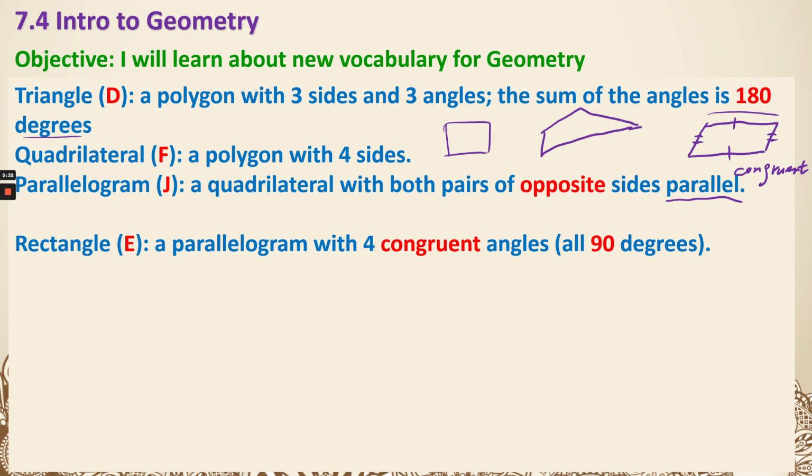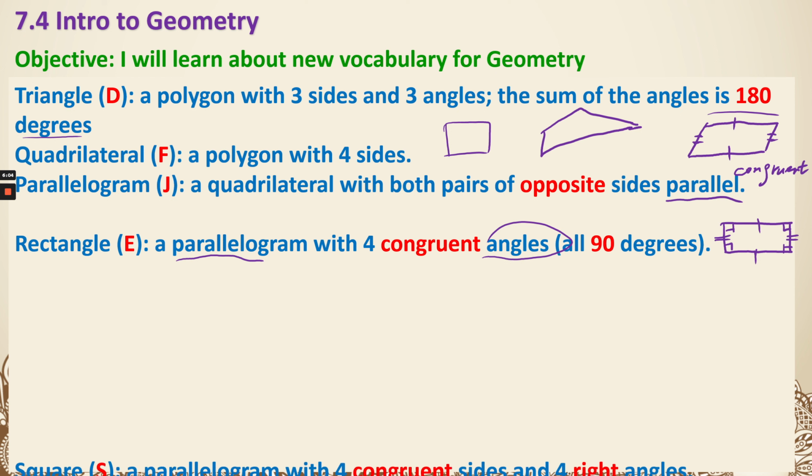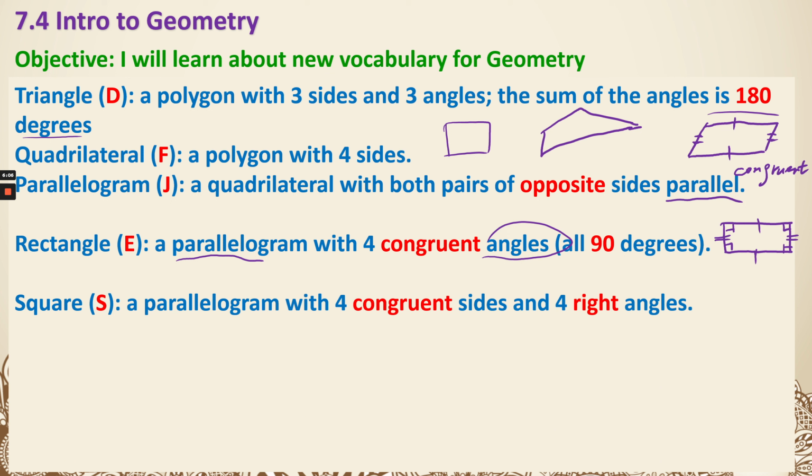Next, a rectangle. A rectangle is matching with definition E. It's a parallelogram with four congruent angles. Just the angles. We're not including anything about the size. The only thing we do need to know is not all four sides are actually the same. But since it's a parallelogram, for sure the opposite sides will be the same. But the angles, since they're all the same, they're all going to be 90-degree angles. So that is a rectangle indicating the 90-degree. These two sides are the same, and these two sides are the same. That is a rectangle.